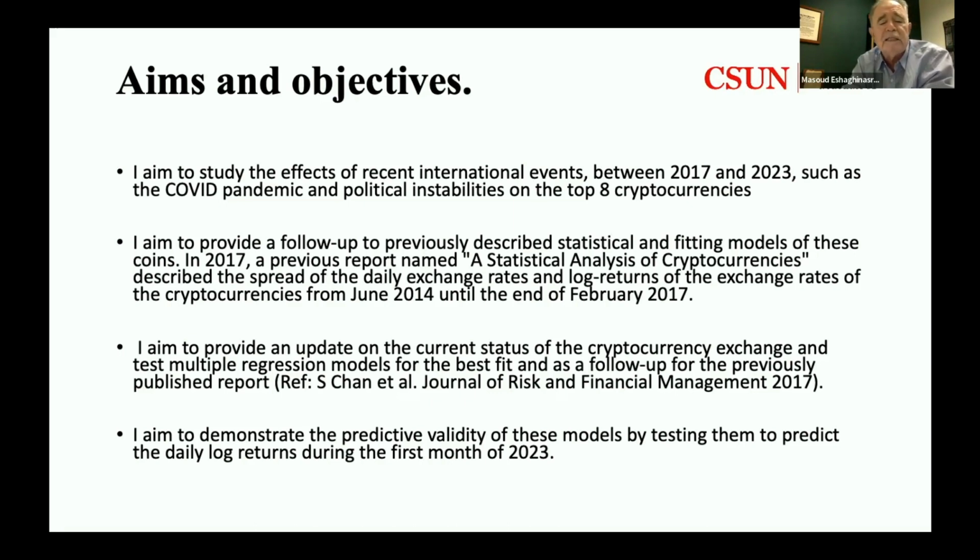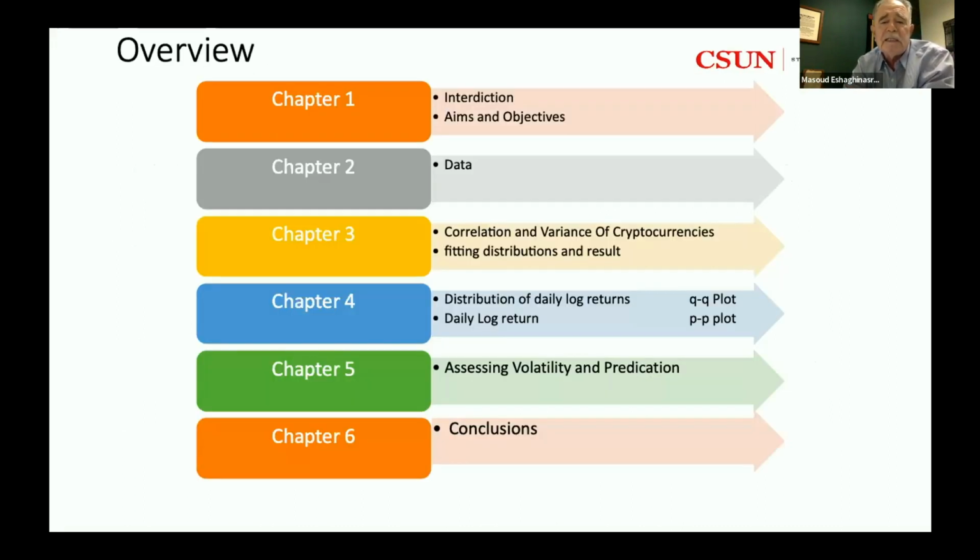If you go back to the article, you can see the result if you change the model and use a different distribution, what happens for any coin. These are all the chapters in the article: data correlation and variance, fitting distribution and result distribution, daily log return, the QQ plot, PP plot, daily log return, the prediction, and after that, the conclusion.